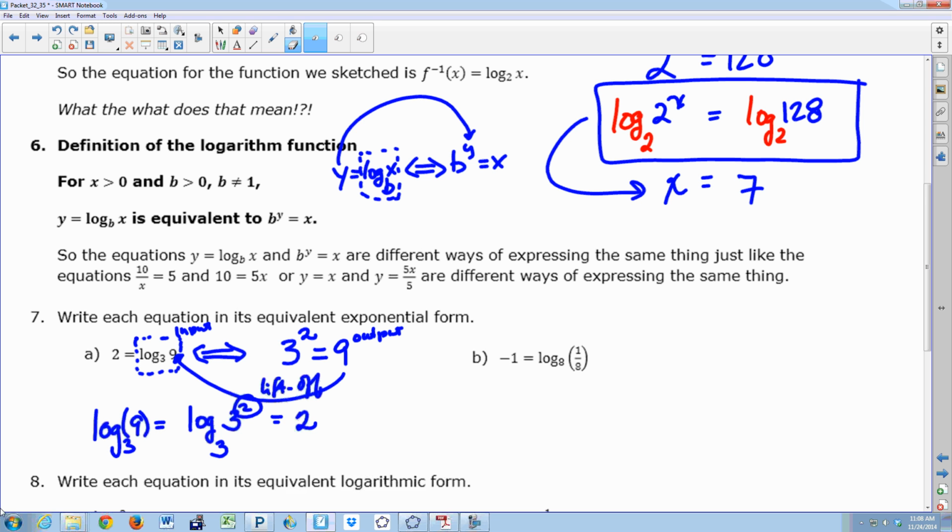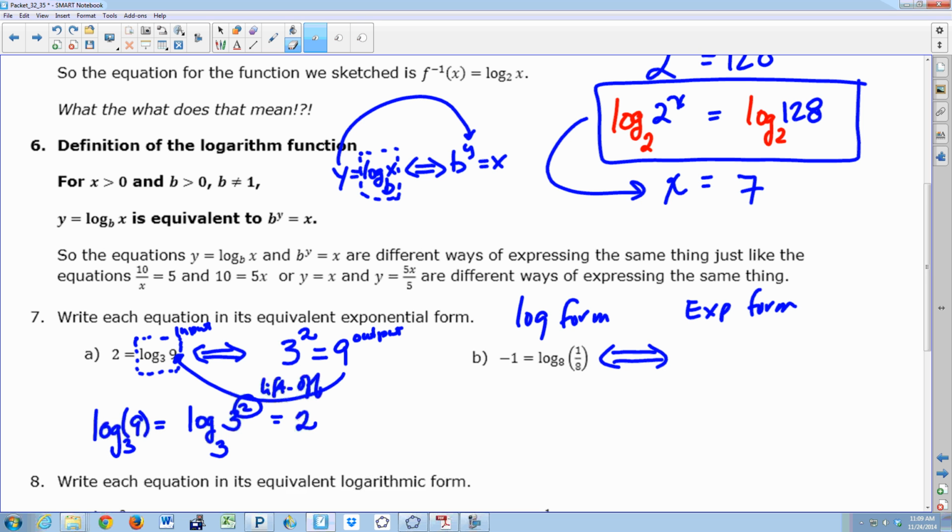Okay, what about the next one? Can we write this in exponential form? Okay, what's the base? What's the exponent? And what's the output in my exponential form? So this is a log form, and let's put it in exponential form. Can someone help me with this?